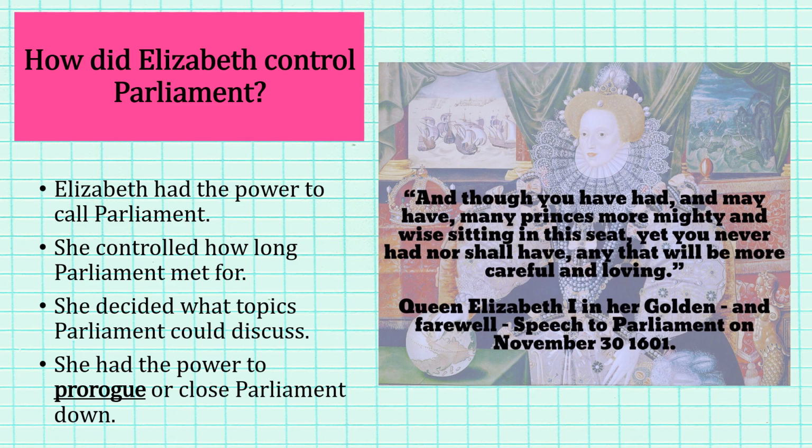She controls how long it meets for. She decides what topics can be discussed. She uses Parliament to her advantage. She makes sure that they can't discuss things she doesn't like. So we see that during the succession crisis in 1562, when she gets smallpox, Parliament are really keen for her to marry and produce an heir. She says this is a matter of royal prerogative. Basically, stop discussing it. I will decide, and I will make those decisions, not you.